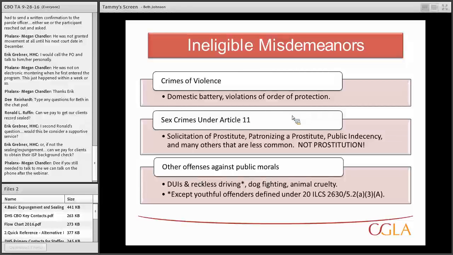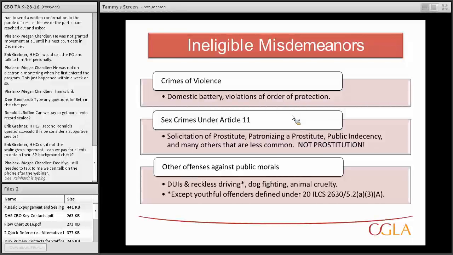So what misdemeanors are eligible, you might think, as a comparison? Theft offenses, prostitution, trespass, simple battery and assault. Any other misdemeanor offense that's not listed here is eligible to be sealed.